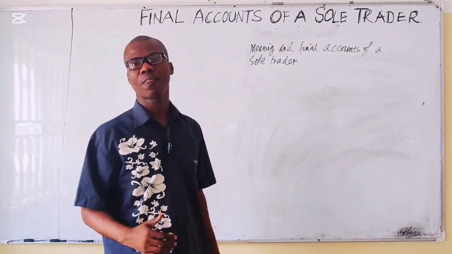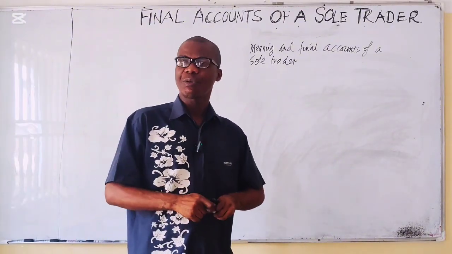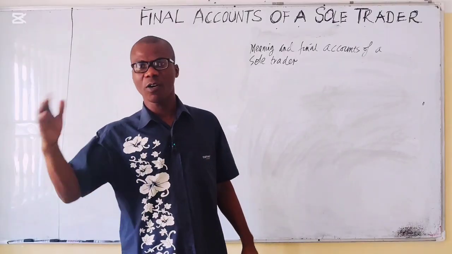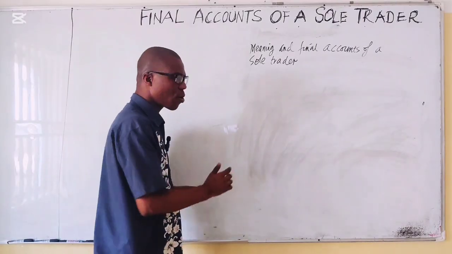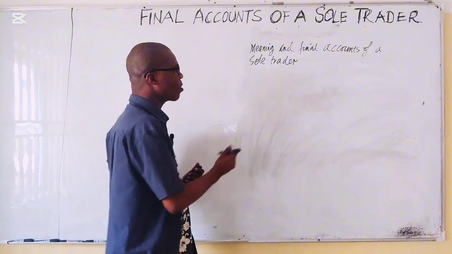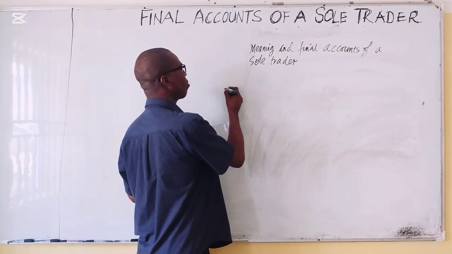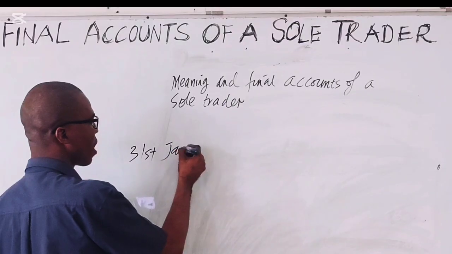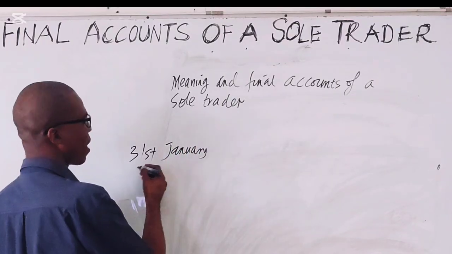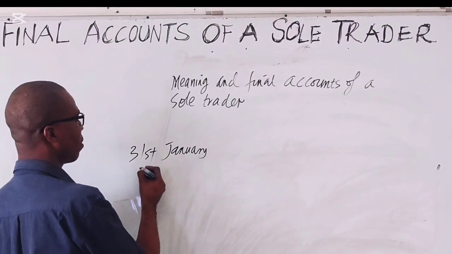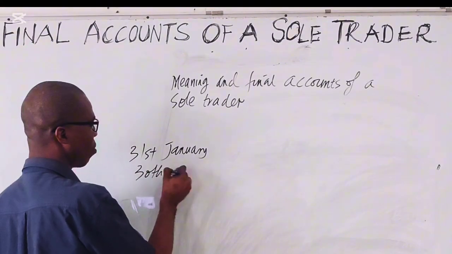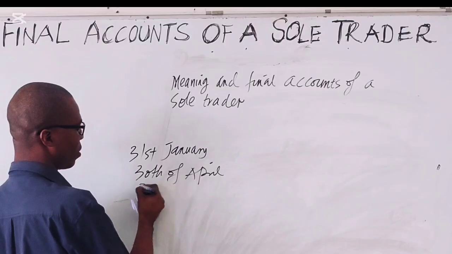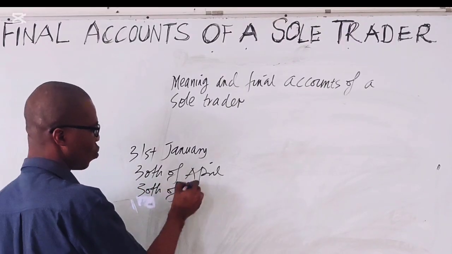Final accounts. And an accounting period does not necessarily end on the 31st day of December. An accounting period can end at any time. An accounting period may end on the 31st day of January. It may end on the 30th day of April. It may end on the 30th day of June.